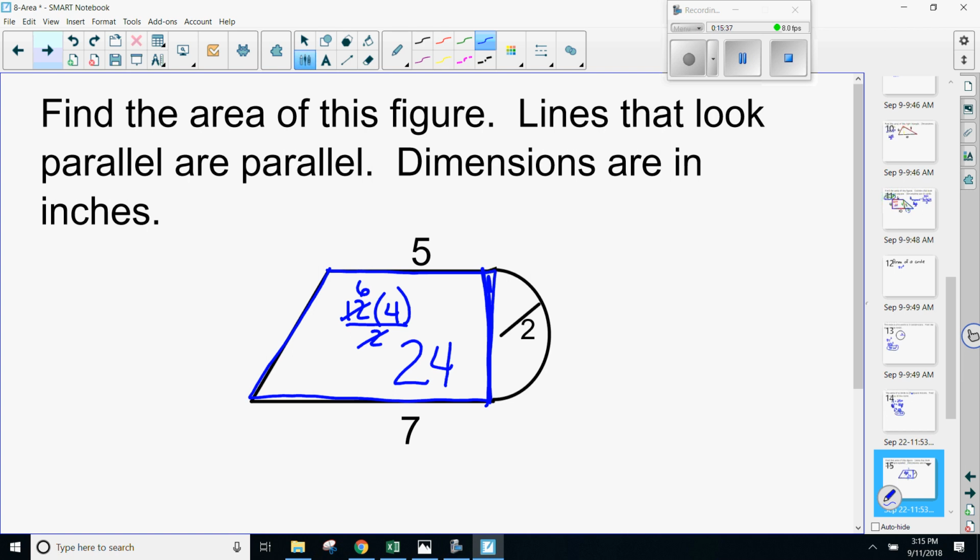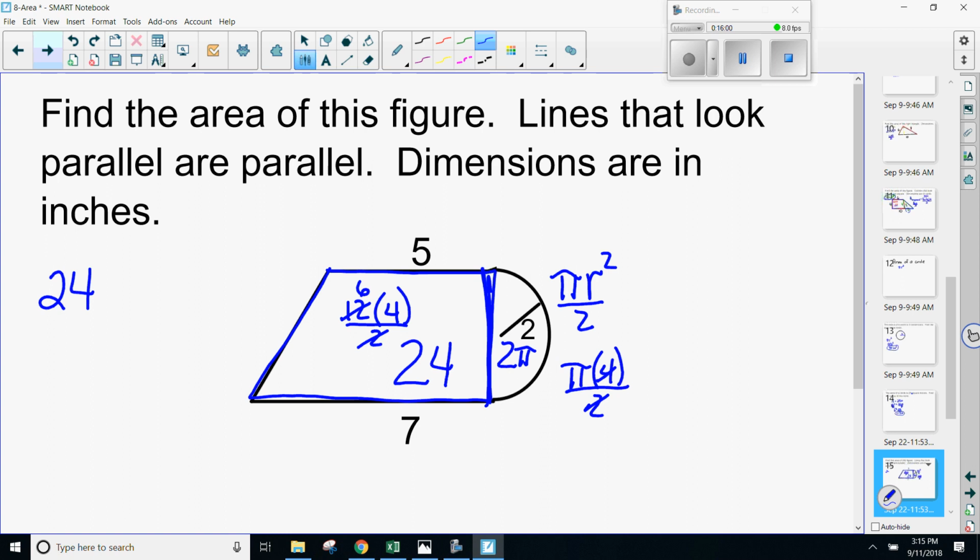Now, what about the area of that semicircle? Pi r squared. But it's only half of it, so you want to divide by 2. So it's pi. 2 squared is 4, and you divide by 2. So what's it leave you with? 2 pi. What is the area of the figure?